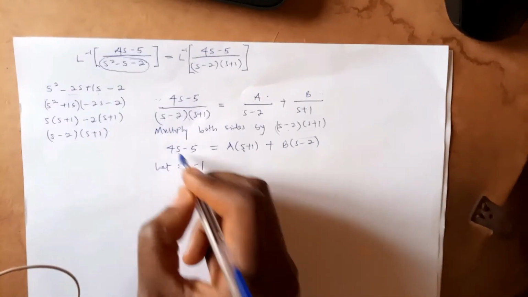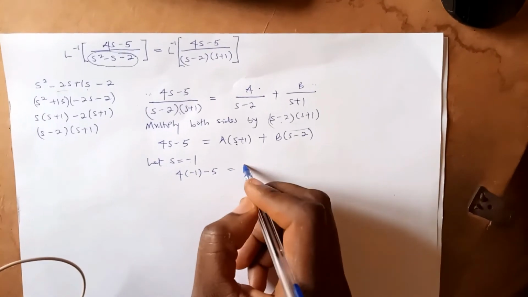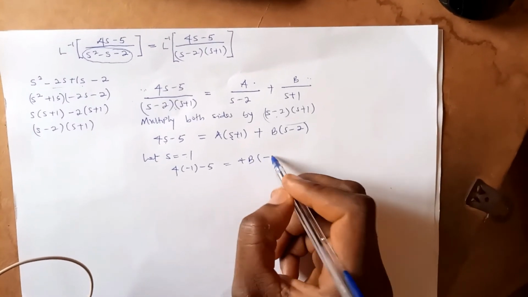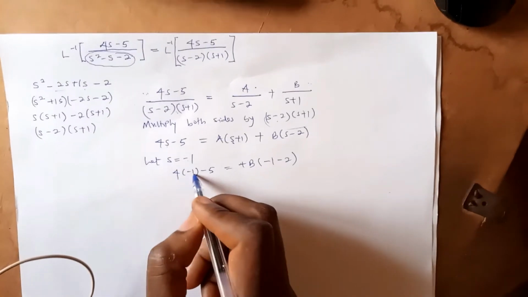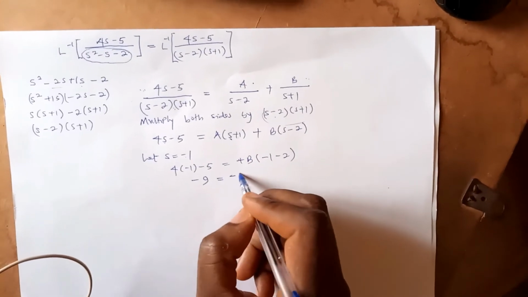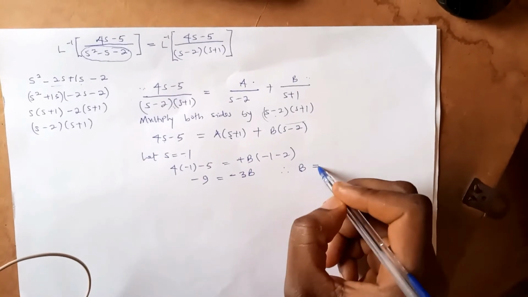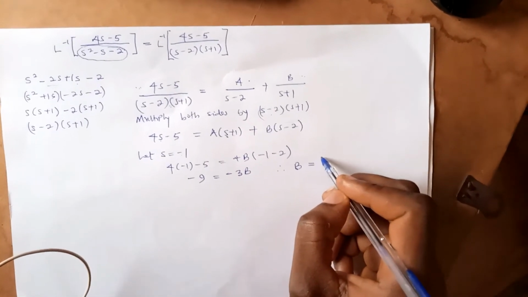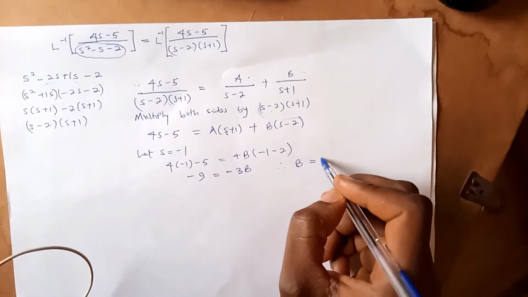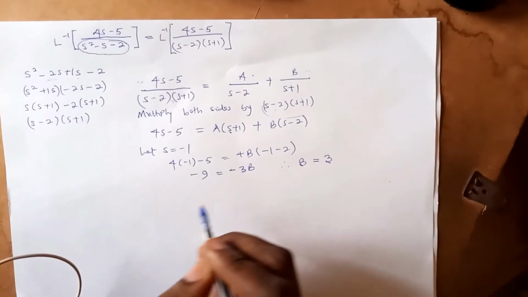So let me put that minus 1 here now. That will give me 4 into bracket minus 1 minus 5, is equal to, this one will give me 0, then plus b into bracket minus 1 minus 2. So this will give me minus 4 minus 5, that is minus 9, is equal to minus 3b. So from here, I can say that my b is minus 9 over minus 3, and that is 3.